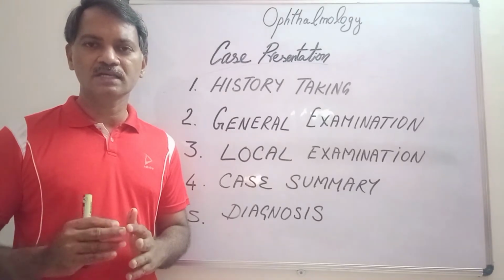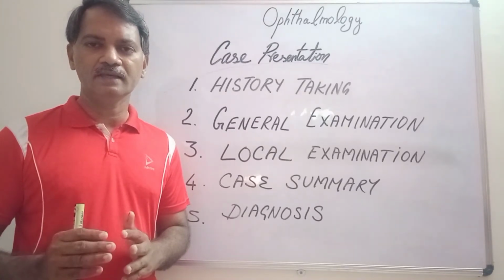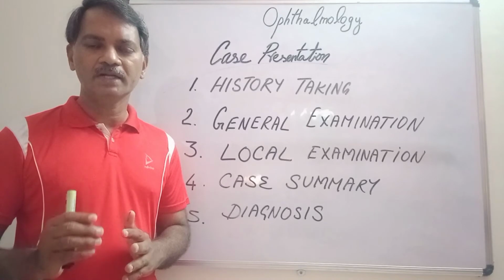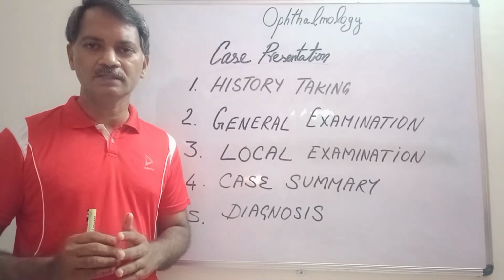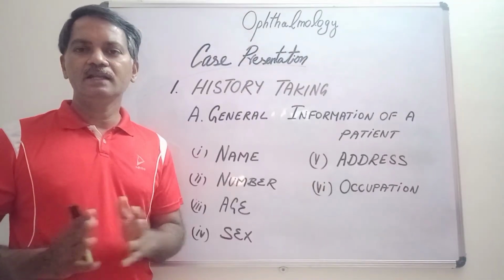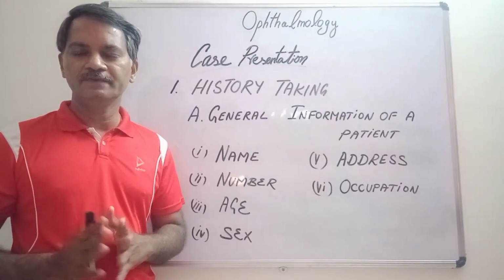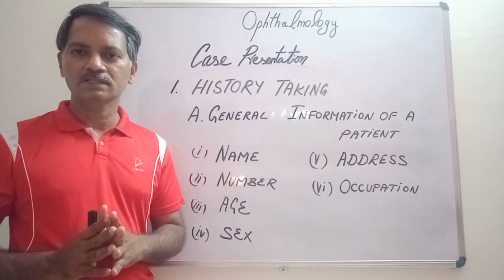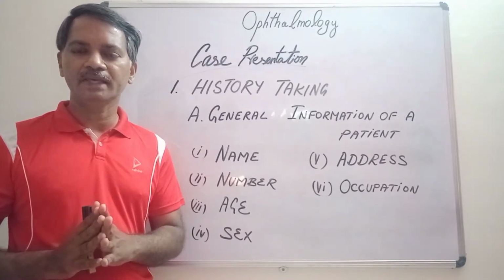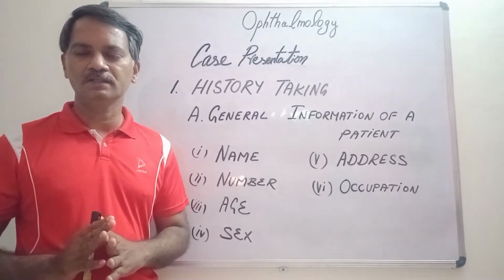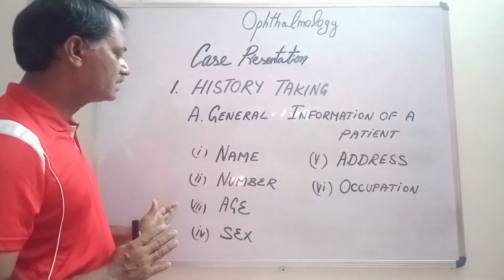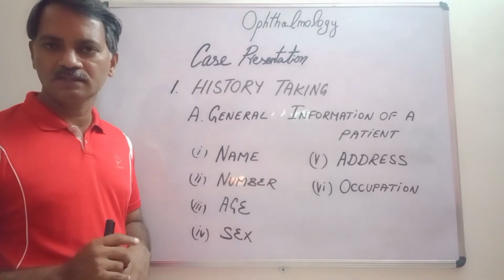Let us discuss the history taking, that too the particulars of a patient or general information of the patient today. General information of a patient is very important because it will help you in making a proper diagnosis. General information of a patient includes these 6 parts as far as ophthalmology is concerned.